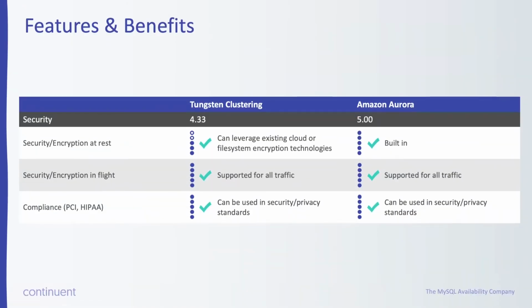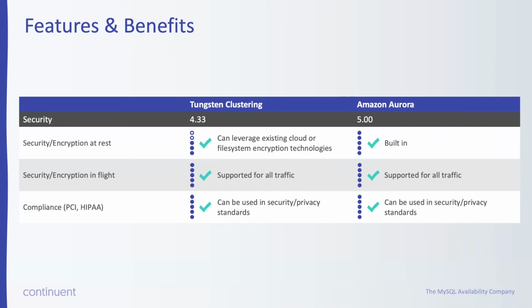A really important topic lately is security. So, how do these solutions handle security? The first really is encryption at rest. So, what's encrypted on your disk? Tungsten Clustering can just leverage whatever technologies you want to use. So, if your cloud provider encrypts the disk, great. If you want to use your own encryption, great. Amazon Aurora handles this well. It's got built-in encryption. How about encryption over the network in flight and SSL? Tungsten Clustering, fully supported. Amazon Aurora also fully supported.